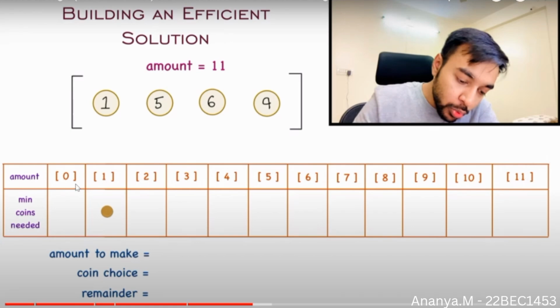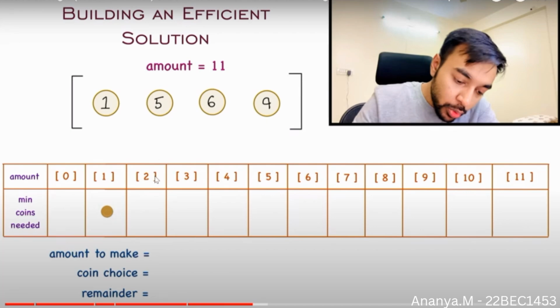As I said, it starts from 0 to the particular amount, which is 11 in my case. If we take the amount to be 0, obviously the number of coins required is again 0, so skipping that. If we take the next value, 1, the amount to make is 1. For the coin choice, we cannot use 5, 6 or 9 because they are greater than 1. So we take just 1, the remainder will be 1 minus 1, which is 0, which means the number of coins required in this case is 1.